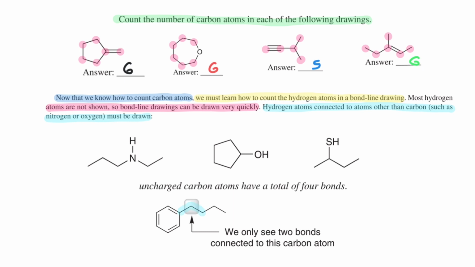So carbon valence is how much? 4. But how many bonds have we drawn here? 2 only. It means the remaining 2 bonds are which ones? They are bonded with hydrogen. So we only see the two bonds in the structure connected to this carbon atom, but the remaining are which ones? They are hydrogen atoms. So keep in mind, a neutral carbon atom in bond line notation has 4 bonds.